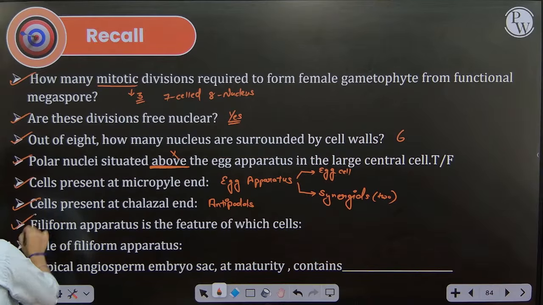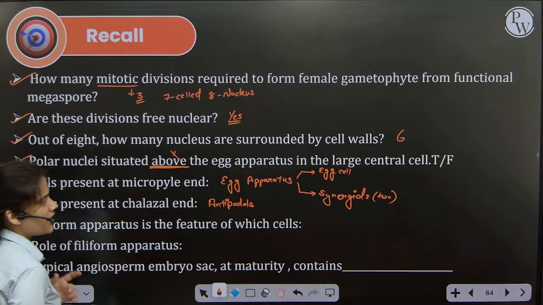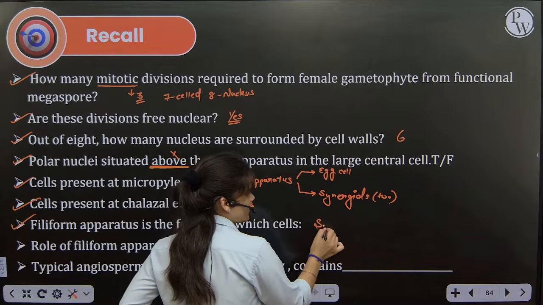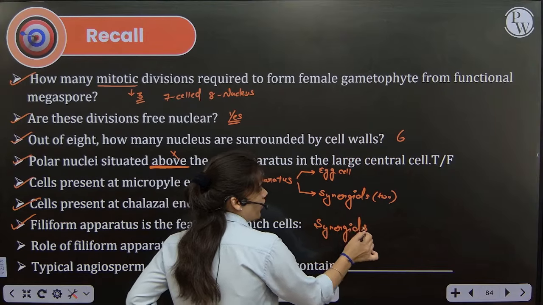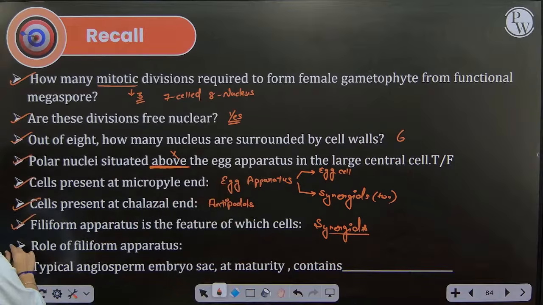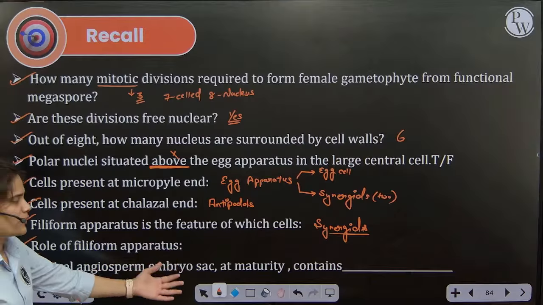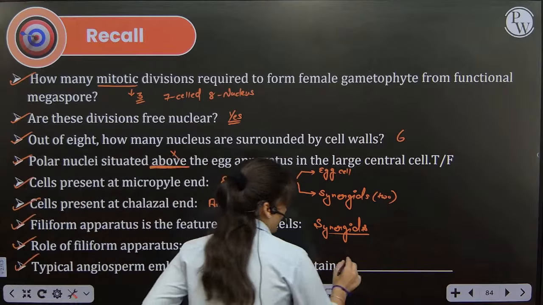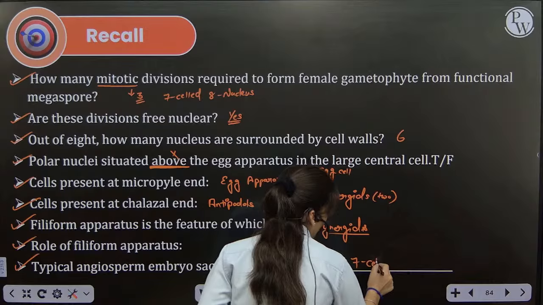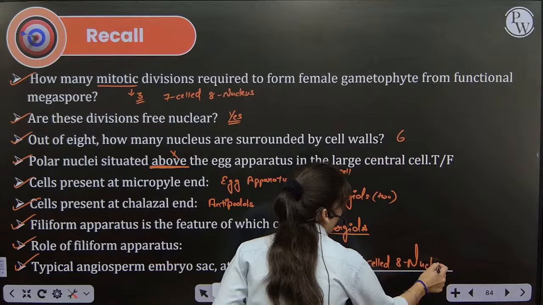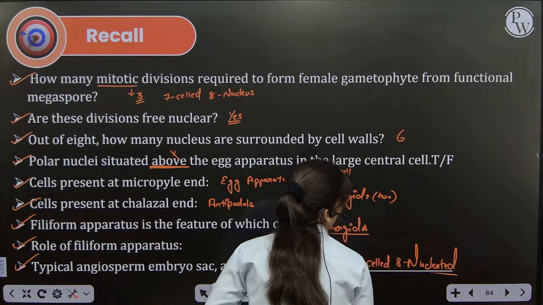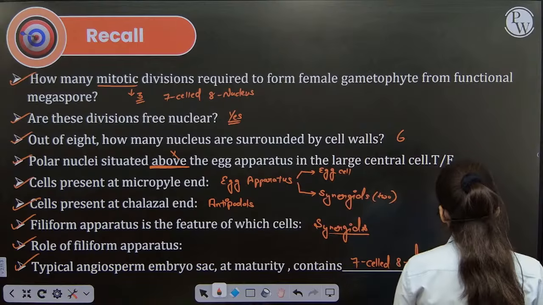Next, filiform apparatus is the feature of which cell? Synergid cell has filiform apparatus, which guides the entry of pollen tube. Role of filiform apparatus: it guides the entry of pollen tube. Typical angiosperm embryo sac on its maturity contains 7 cells, 8 nucleated structure. This is about the female reproductive part.